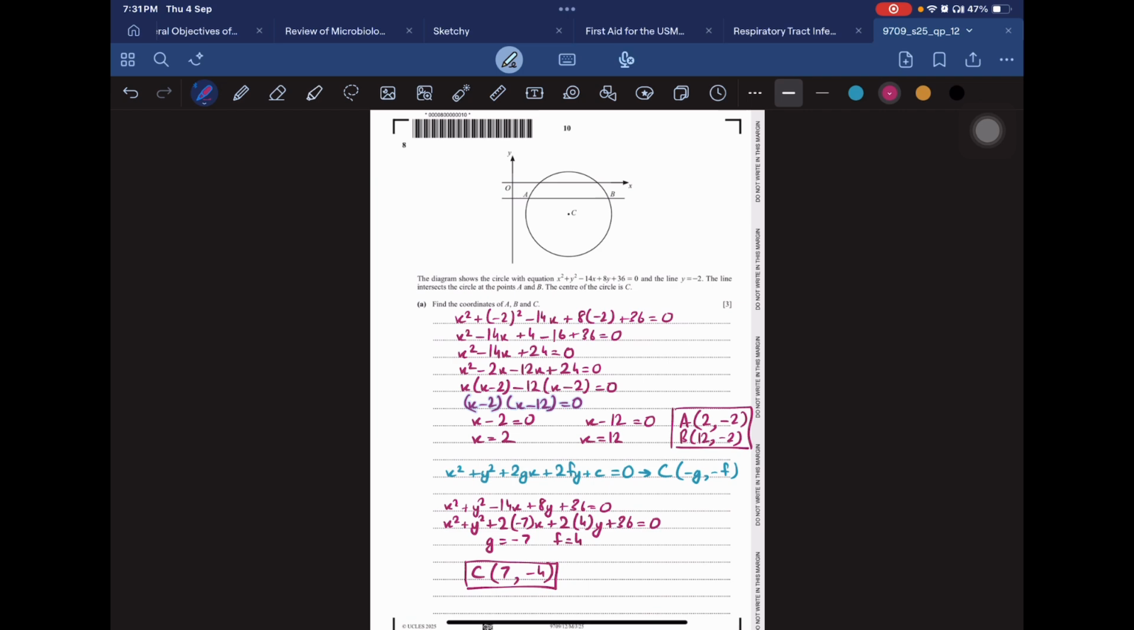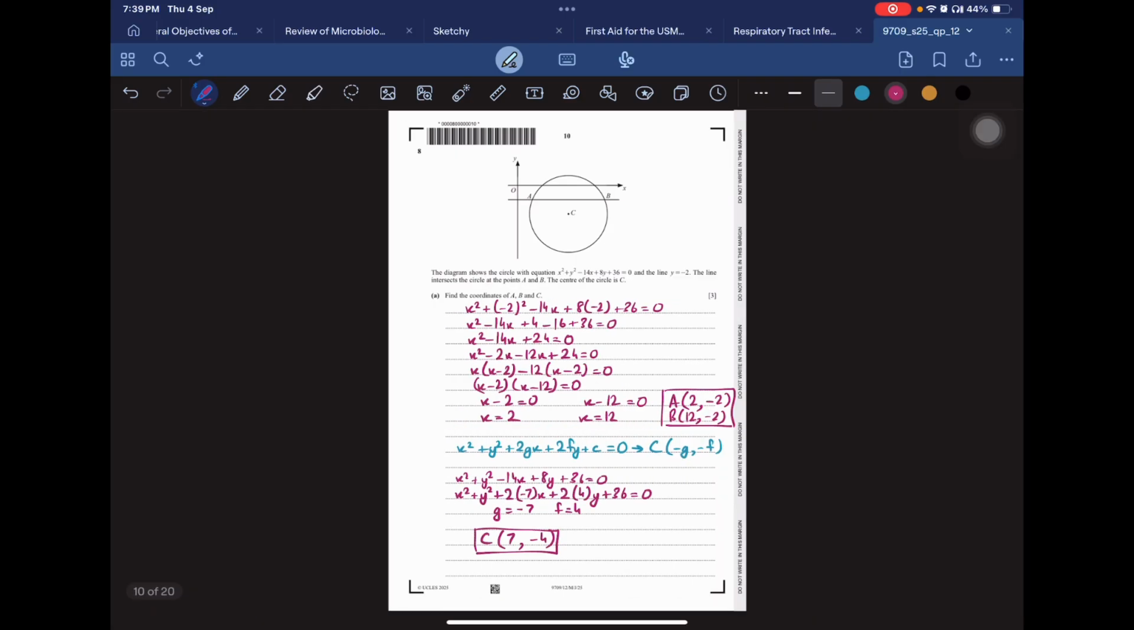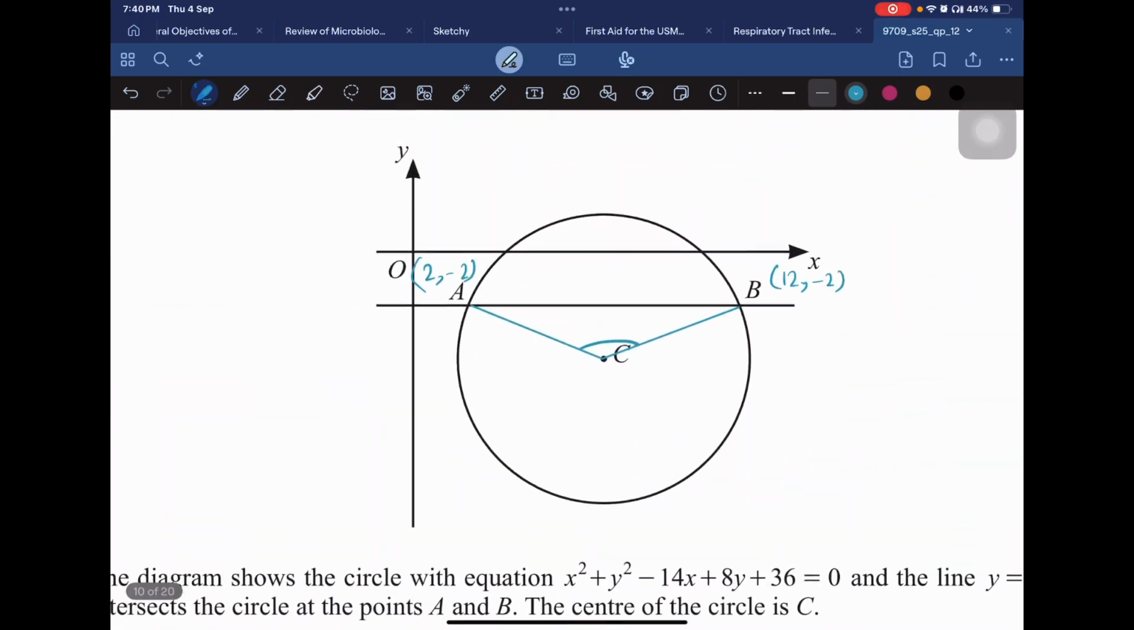Now moving on to the next part. This part is find the angle ACB in radians. Give your answer correct to three significant figures. It's in radians. First, let's see what's ACB. So connect A and C, and connect B and C. Then A and B is connected. This is the angle we need to find. The coordinates are 2 comma minus 2 for A, 12 comma minus 2 for B, and then C was 7 comma minus 4.